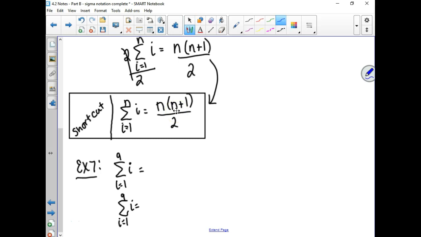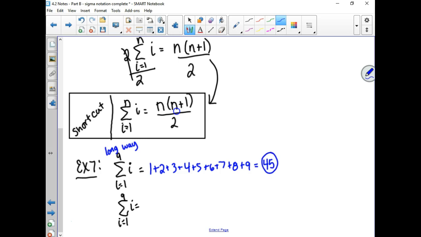So if we were to do this the long way, then we start at 1, we go to 9, so we have 1 plus 2 plus 3 plus 4 plus 5 plus 6 plus 7 plus 8 plus 9. Pretty simple one to do the long way. And so you'd add those together, and you'll get 45.